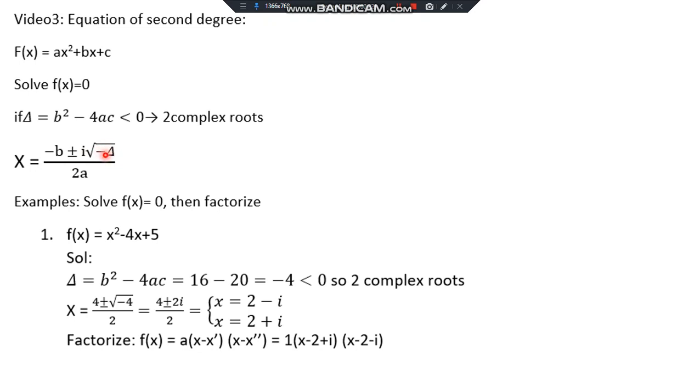Since here the square root of delta is negative, what do we put before i? And to be positive, what do we put before delta? Minus. So in this case it's positive and we put i.